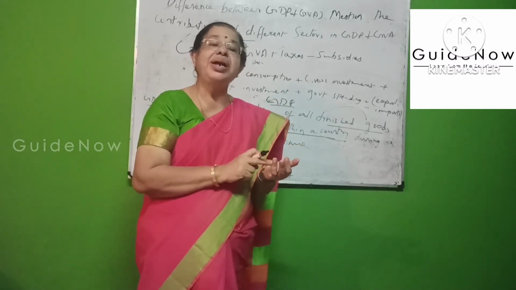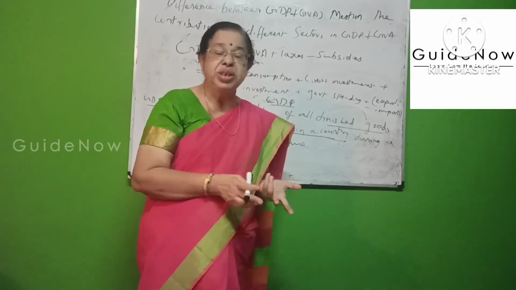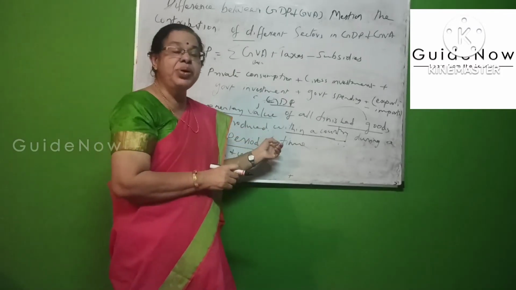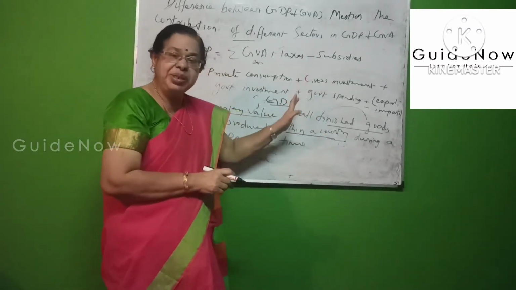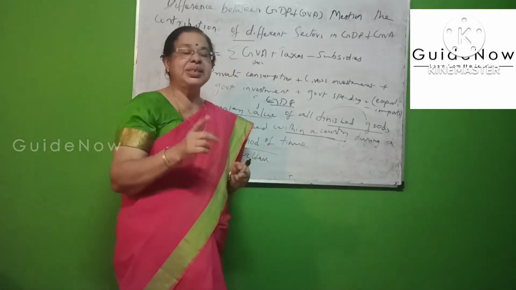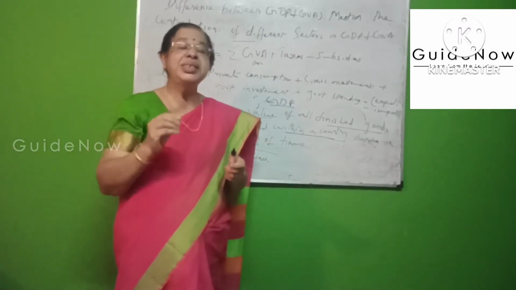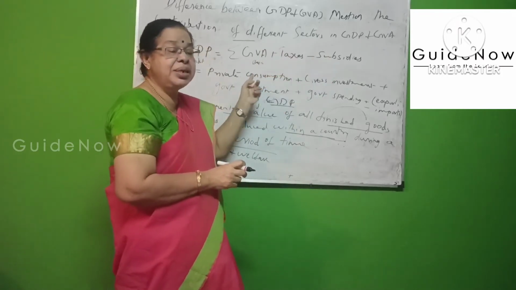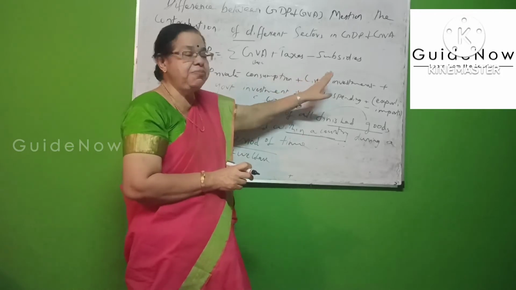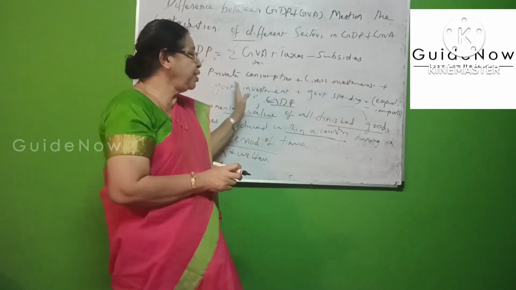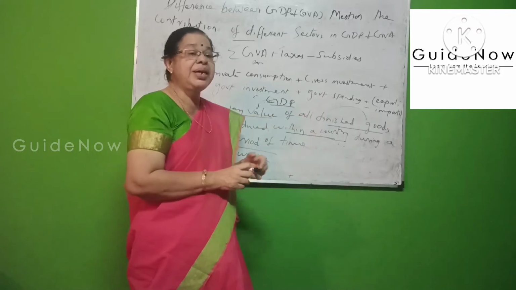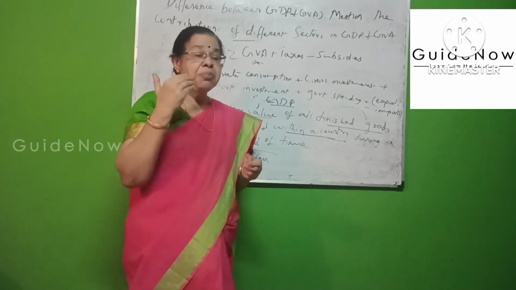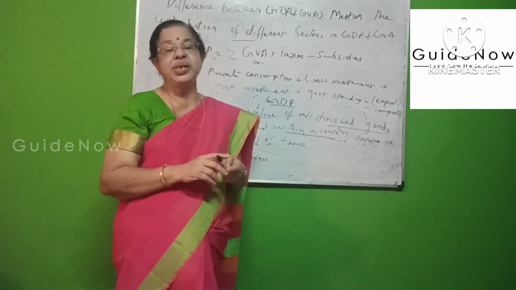GDP is the monetary value of all final goods or finished goods produced within the economy. That is, goods and services produced within the country during a specific period of time. Here there is an equation: GDP is equal to sigma GVA plus taxes minus subsidy. Another equation is that GDP is equal to private consumption plus gross investment plus government spending plus trade, or export minus import. So this is about the meaning, definition, and equation of the GDP.